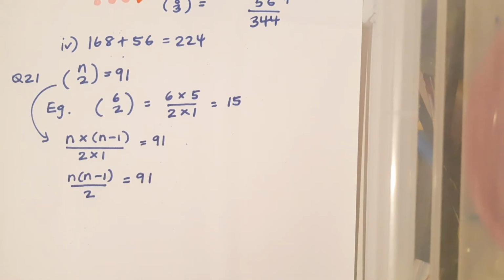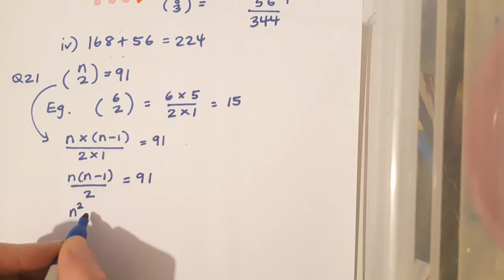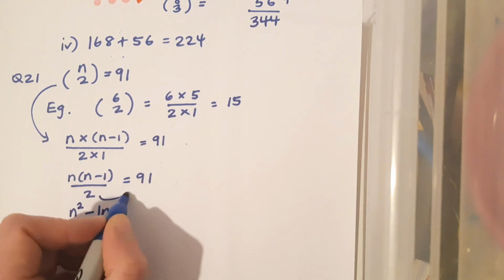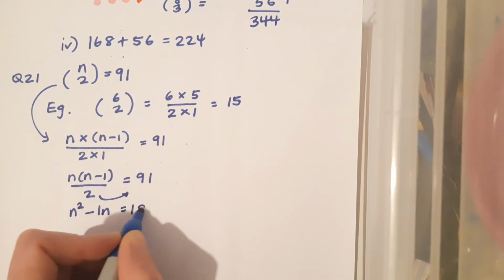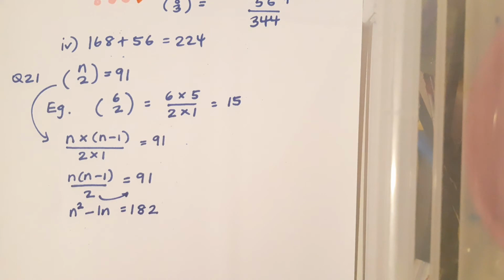And what's going to happen is it's going to turn into a quadratic. So n by n is n squared. N by minus 1 is minus 1n. And I'll bring my 2 across to the right-hand side and multiply that by the 91, and that's going to give me 182. And then I'll bring everything to one side.